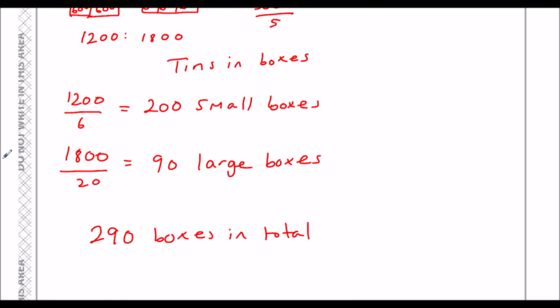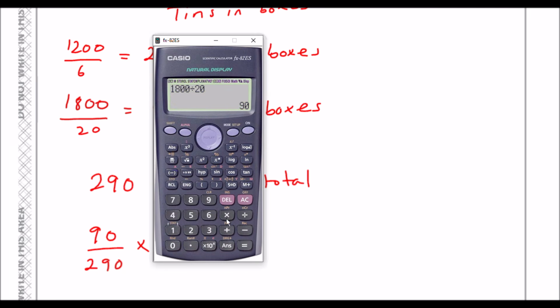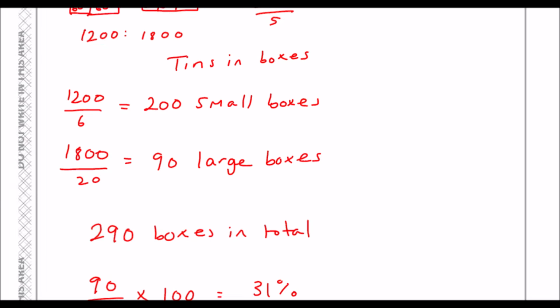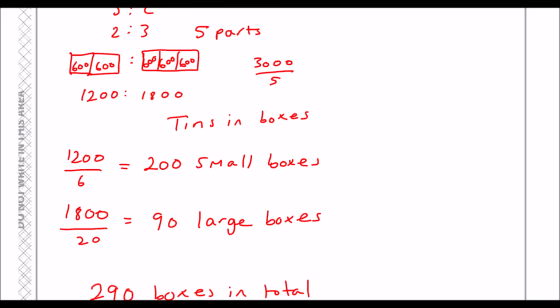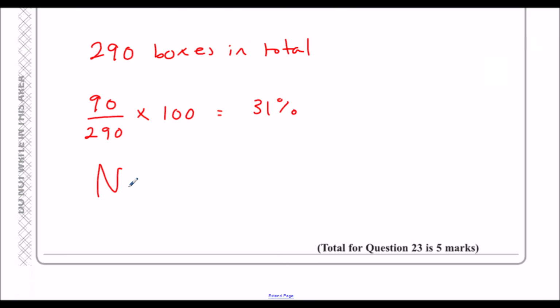So what percentage are large? So 90 out of 290 are large, times 100 to make it a percentage. 90 out of 290 times it by 100. So 31%. And Carlo said it was less than 30%. So is Carlo correct? No. 31% is actually bigger than 30%.